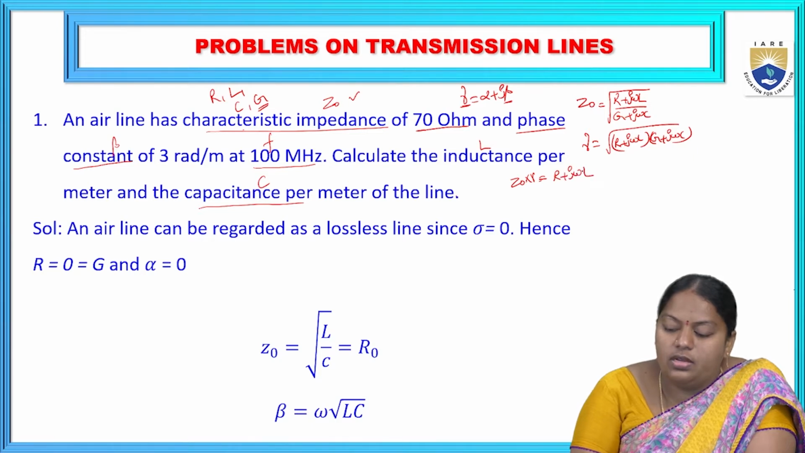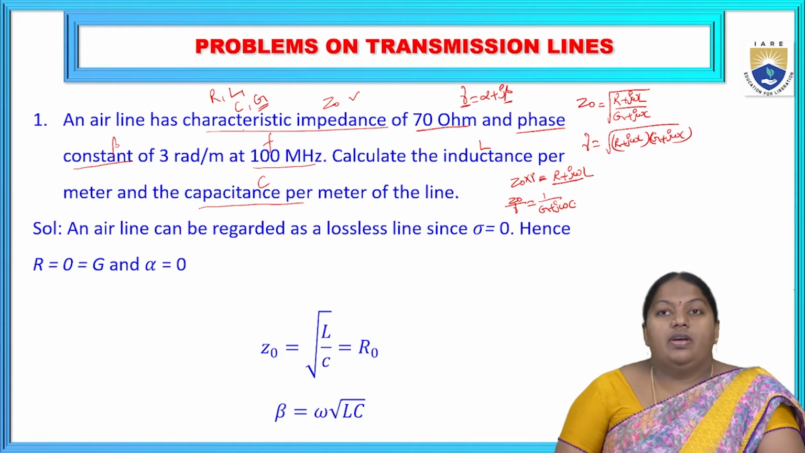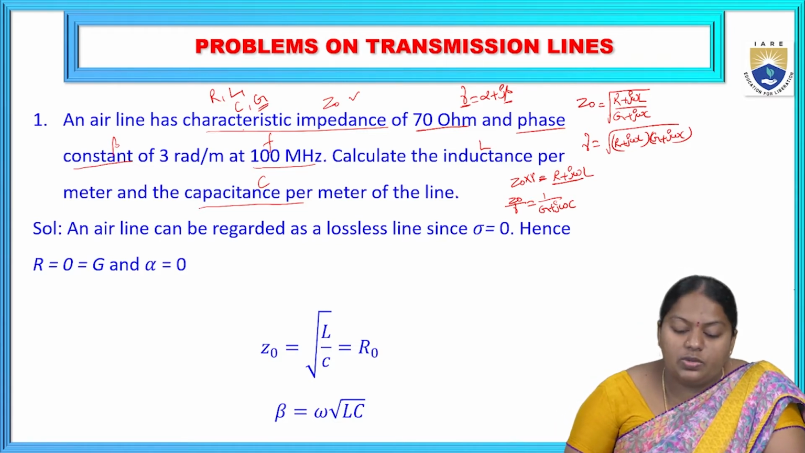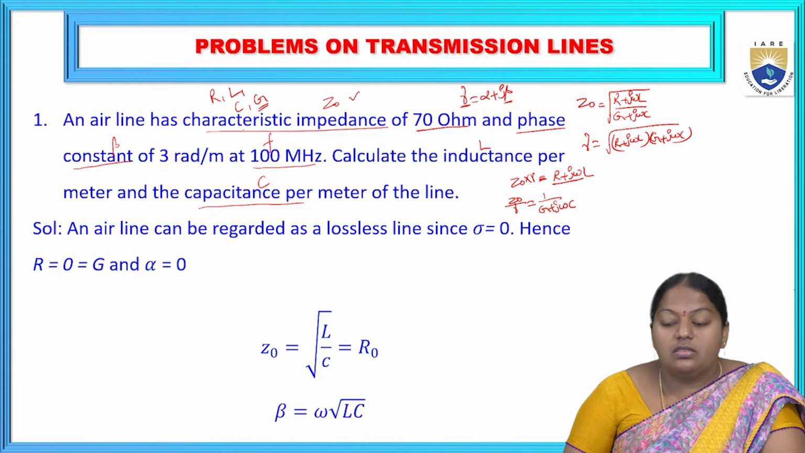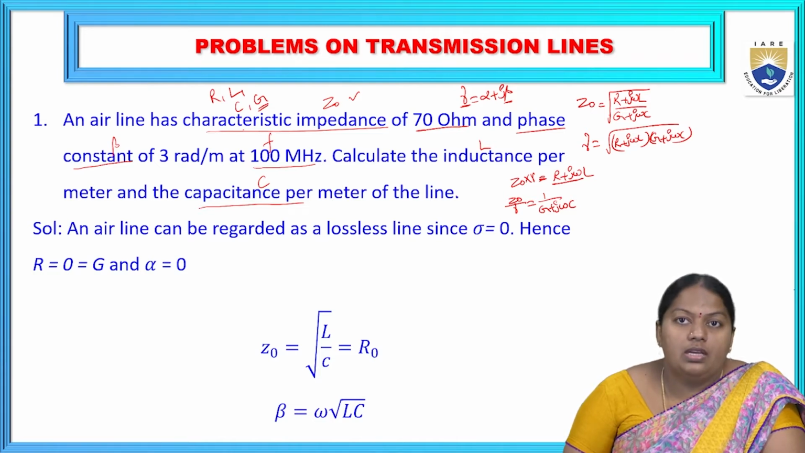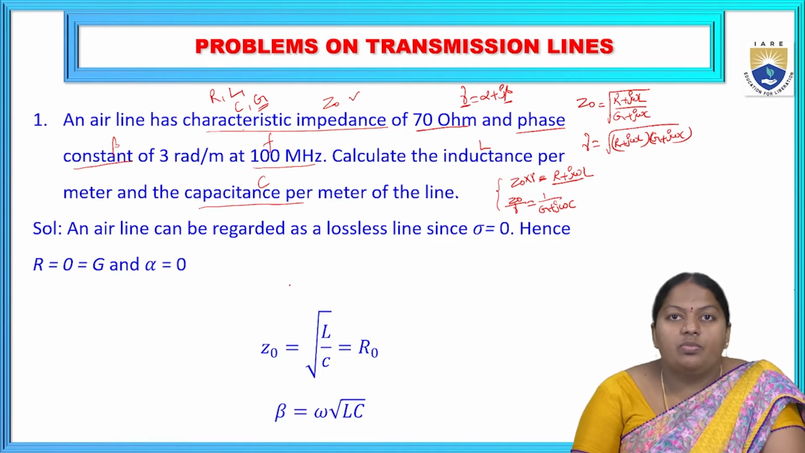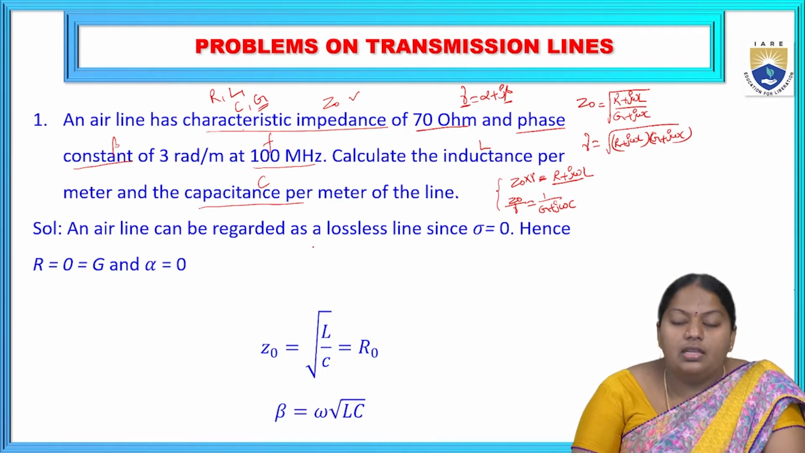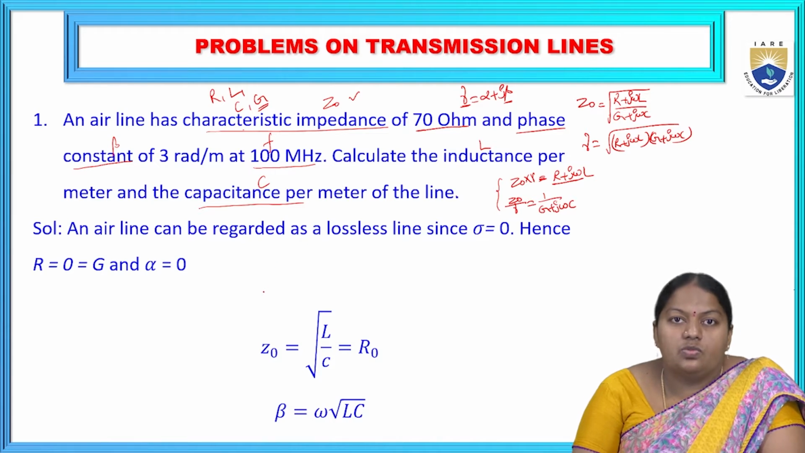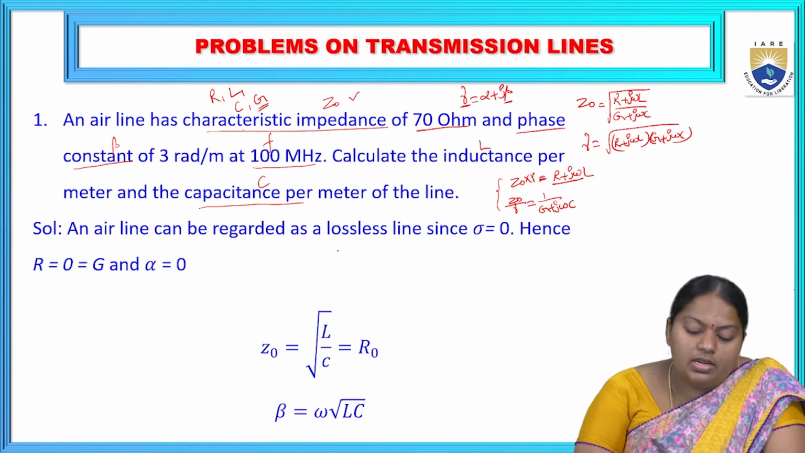By multiplying these two, Z0 into gamma, we get the value R plus j omega L. And Z0 by gamma becomes 1 by (G plus j omega C). By simplifying these two, we will get the values for either inductance per meter or capacitance per meter, and the resistance and the conductance might be obtained. Before considering these two relations, we have some simpler formulas to find the primary constants of a transmission line.